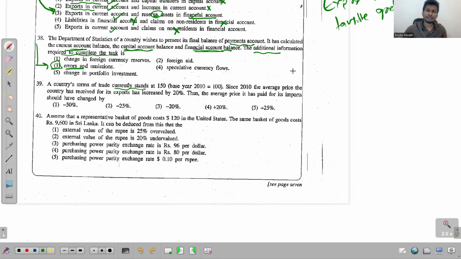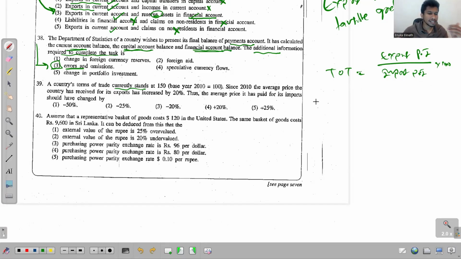So how do we find these terms of trade? You take the export price index, divide this by import price index, and you multiply this by 100. Because the price index here is a percentage and this is also a percentage, the percentages get cancelled. So in order to keep this terms of trade as a percentage, you need to multiply this once again by 100. Right.